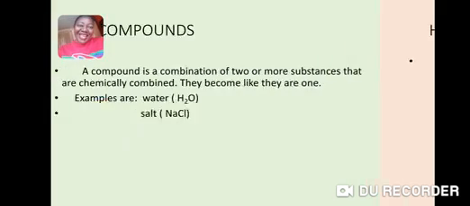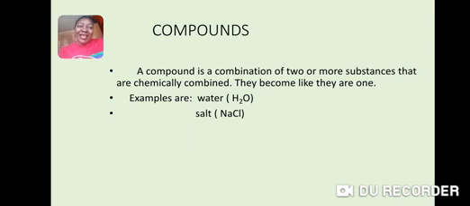Good. Now let's talk about compounds. A compound is a combination of two or more substances that chemically combine. Yes, when you have two or more substances that are combined chemically, then we say a compound has been formed. Yes, in a compound, the components do not retain their individual property. No, they become like they are one. For example, let's look at water. Water is a combination of, I hope you remember, hydrogen and oxygen. Yes, the two of them combine together in definite proportions to form water.